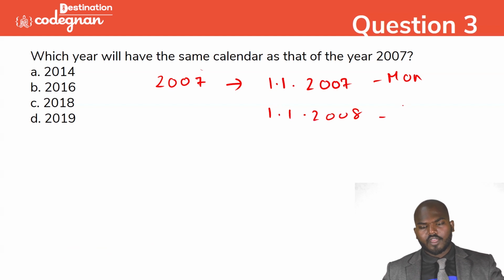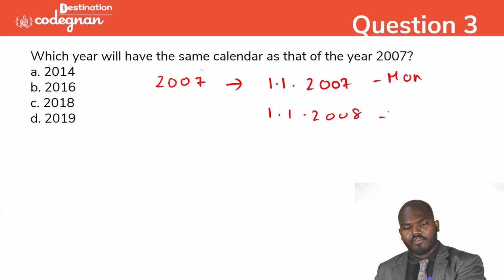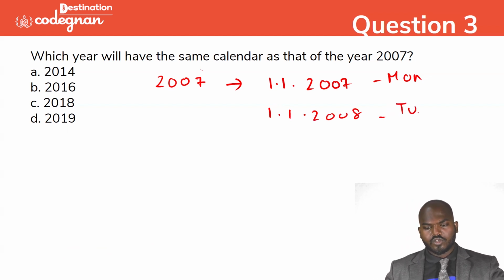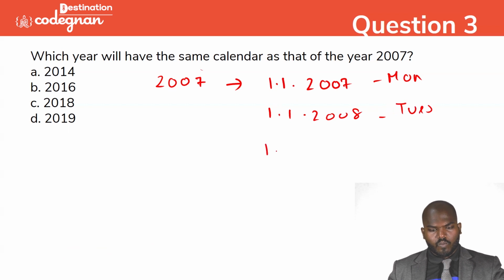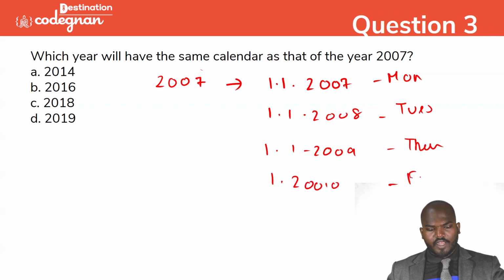1/1/2008, what can I call it? That will give you Tuesday. Next, 1/1/2009, what will it come as, guys? It will come as Thursday. And then 1/1/2010 will give you the value Friday.